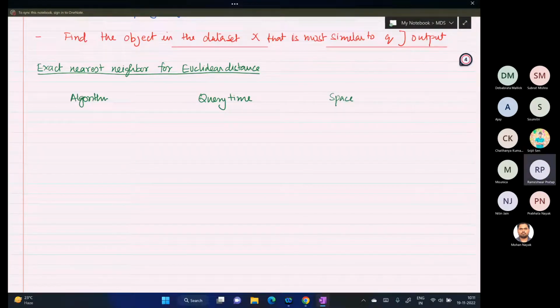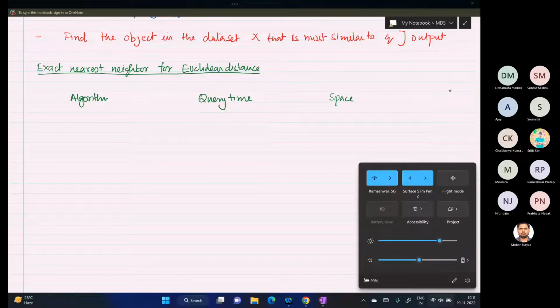What could be the most naive approach to solve this problem? We have to compare each... Yeah, sorry? KNN. Can you repeat? I didn't get you. Sir, KNN? How can KNN help here? Like matching all the points with the other points, calculating the distance and finding the nearest neighbors.